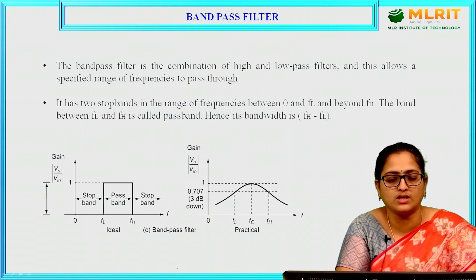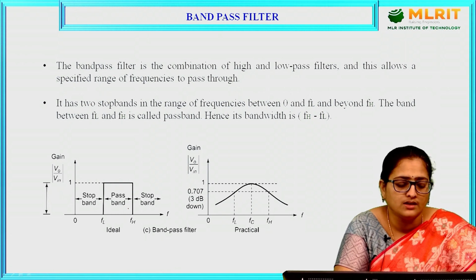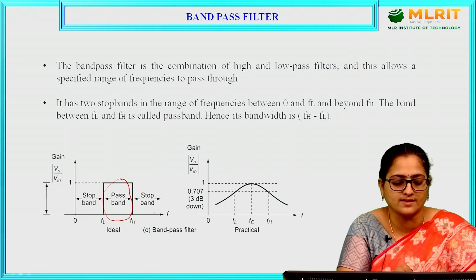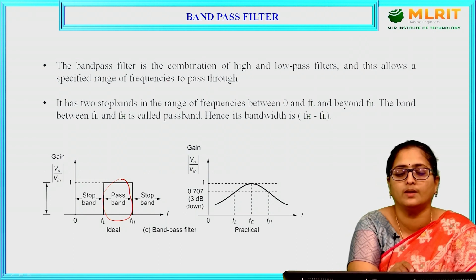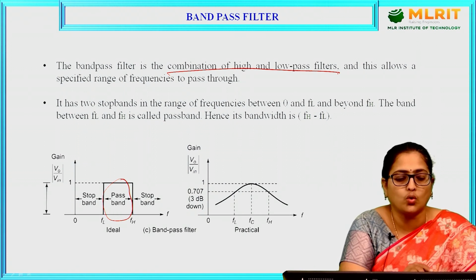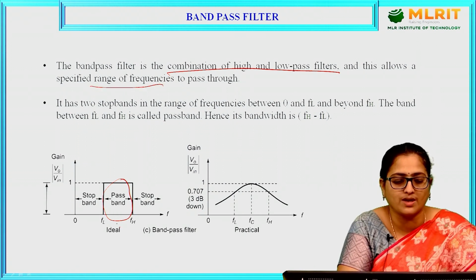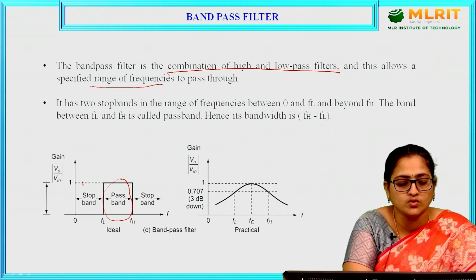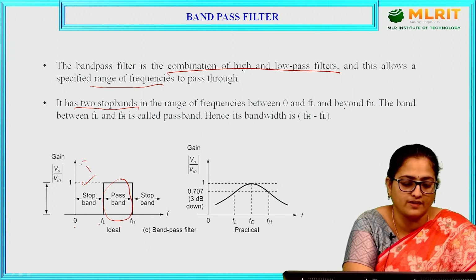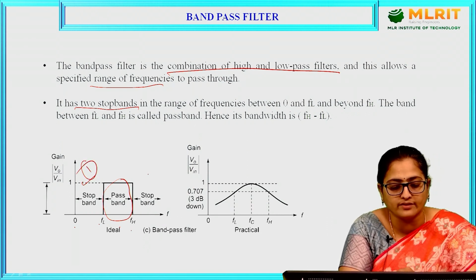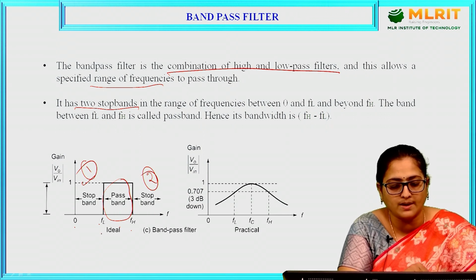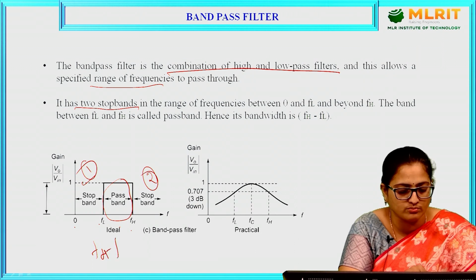Coming to a band pass filter, here a particular band of frequencies is called the pass band and the remaining are called stop bands, and this can be obtained by combining a high pass filter and a low pass filter. That is, it allows only a specified range of frequencies to pass through the filter. It has two stop bands, that is, from 0 to FL is the first stop band, and from FH to infinity is the second stop band. The bandwidth for this band pass filter is given as FH minus FL.